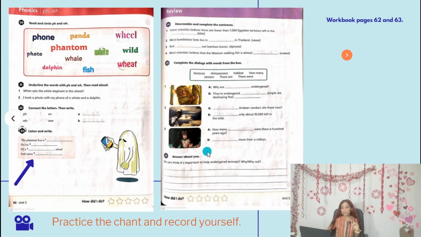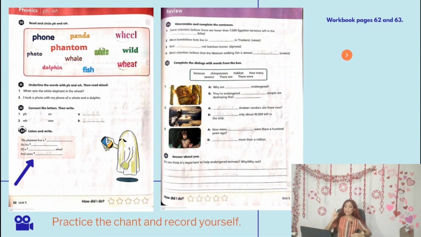Now, activity 26 says, write answer about you. Do you think it's important to help endangered animals? Why? Why not? This is about you. You can find different answers in the internet, but it needs to be about you. What do you think? Or do you think they need to be safe? What can we do? Why? Why not? Would you like to help them? Okay, you need to answer about you, and that's it.